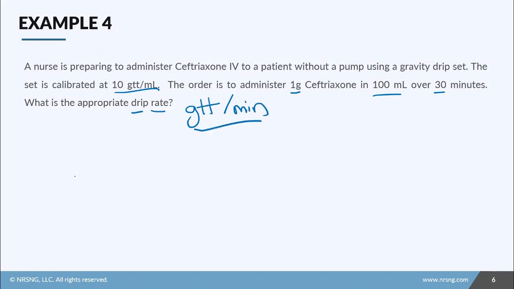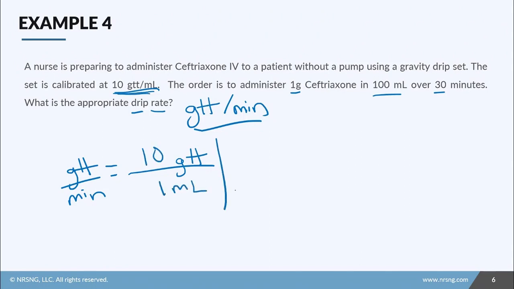So again, we start with what we're looking for. Drops per minute equals. Transfer our top units over. What do we know about drips? Well, right here, we know that we are using a set that is 10 drops for every 1 mL. All right, transfer your units up. What do we know about mLs besides the one we already used? Well, we know that there are 100 milliliters, and that 100 milliliters needs to go over 30 minutes.